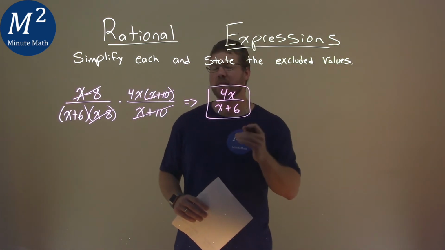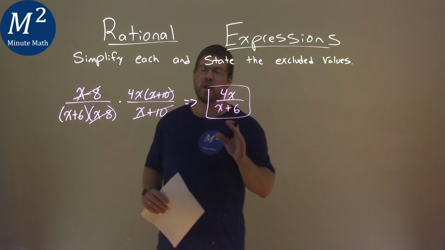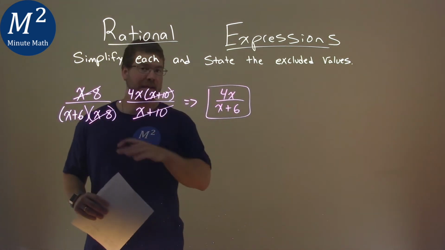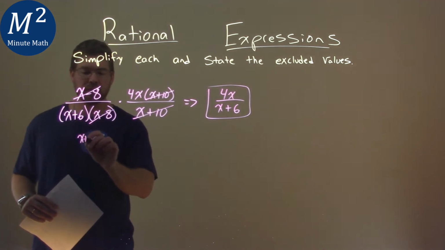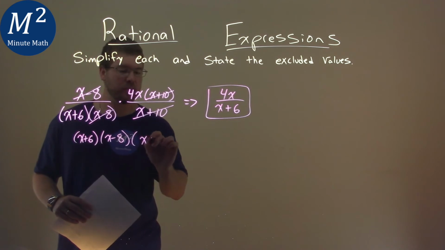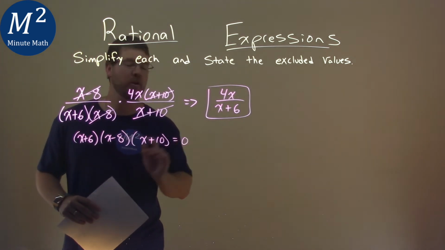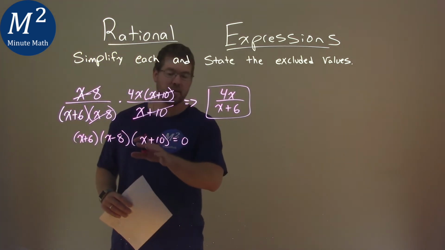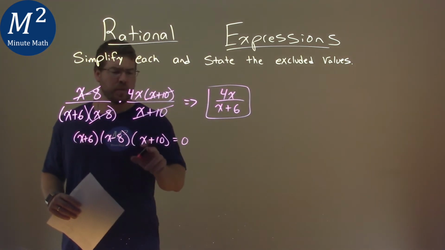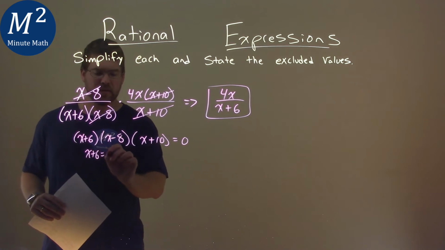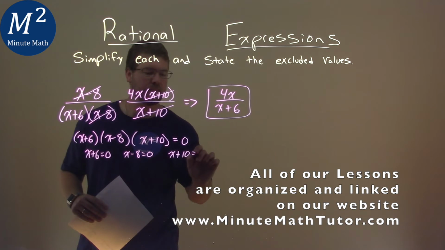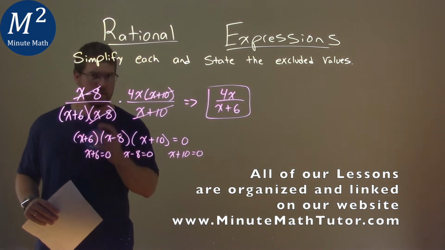But we need to find the excluded values, and that is when our denominator is equal to 0. So if you think about this as one big expression, our denominator is the x plus 6 times the x minus 8 times the x plus 10. And we have to determine when the x values here cause this to equal 0. Well, we can set each part individually equal to 0. X plus 6 equals 0, x minus 8 equals 0, and x plus 10 equals 0. And we're going to solve each one.